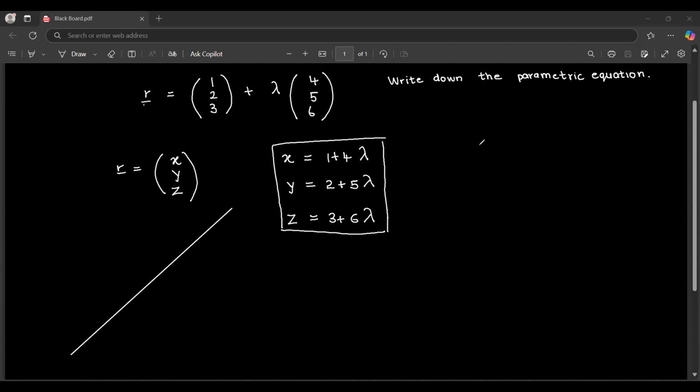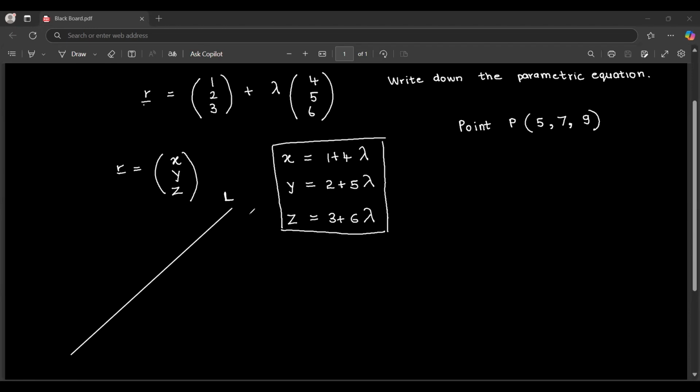Now let's try a simple question like this. Let's say there is a point P. The x coordinate is equal to 5, y coordinate is equal to 7, and z coordinate is equal to 9. They are asking us to verify whether point P is on the line, capital L.